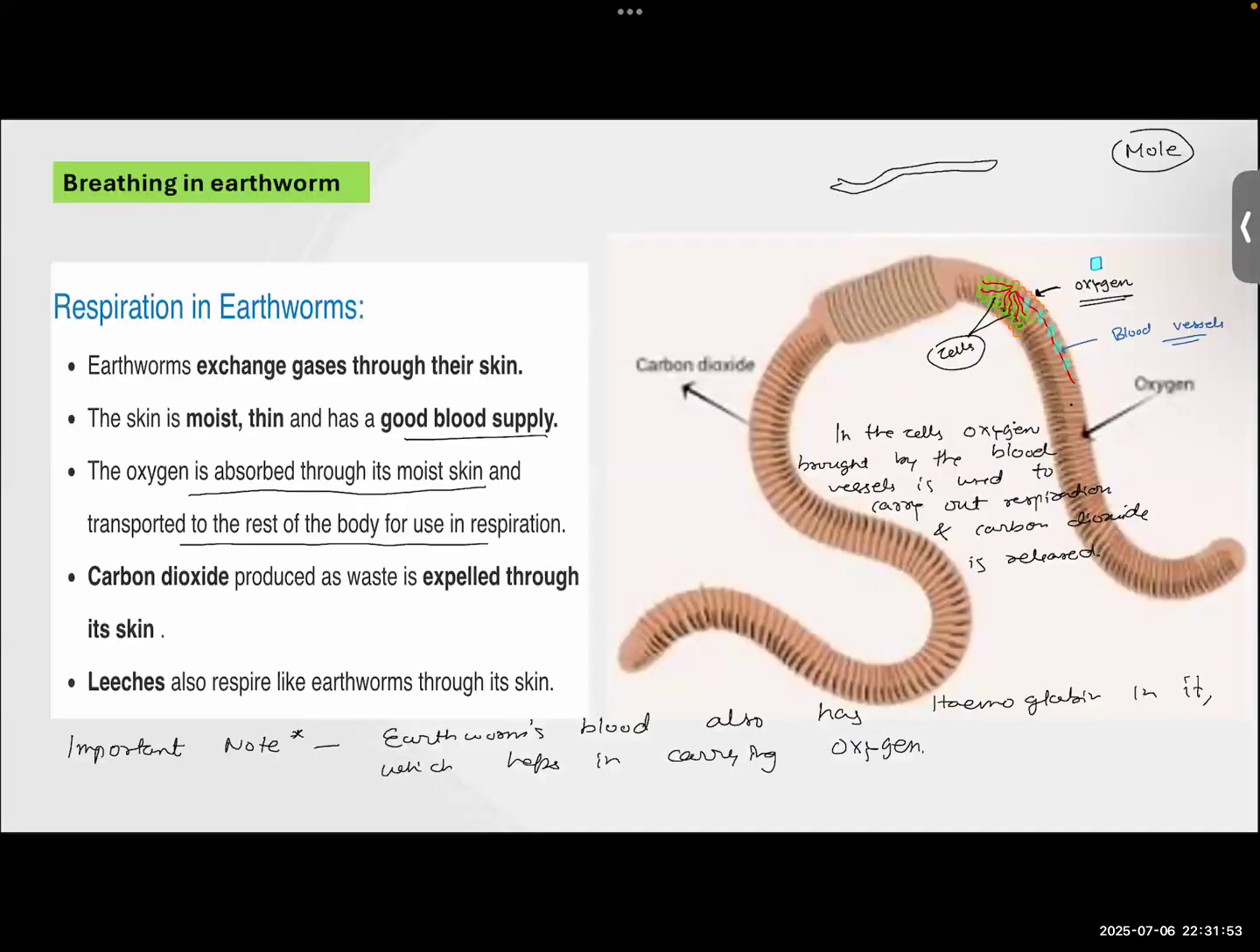Sir, why do we have to rub the wooden stick on the ground? Basically, not rub exactly, but if you hit it, it may produce small vibrations that will be detected by the earthworm. It will think there's some prey, because moles can make burrows in the soil. Now you know about this.